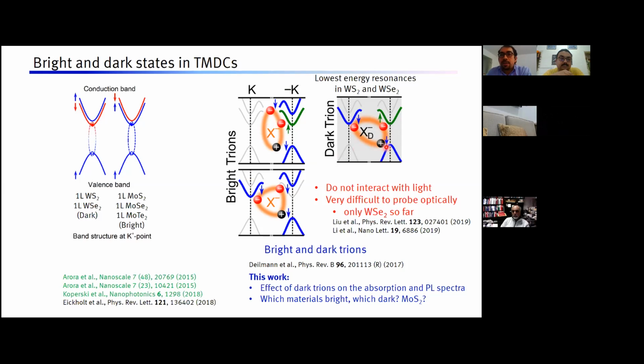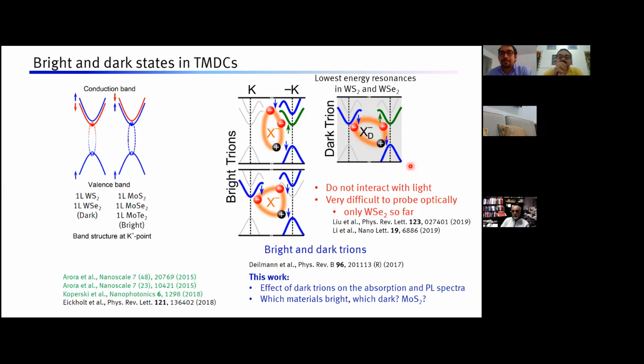However, for creating a dark trion, you need opposite spin electrons in the same valley. So that will create a dark exciton, and then you can put another electron either here or here or here. Similar to the other cases, if the electron is there or there, the trion is not very effective in the spectra because it's higher in energy. However, this trion is the dark trion, which contributes the most to the optical processes.